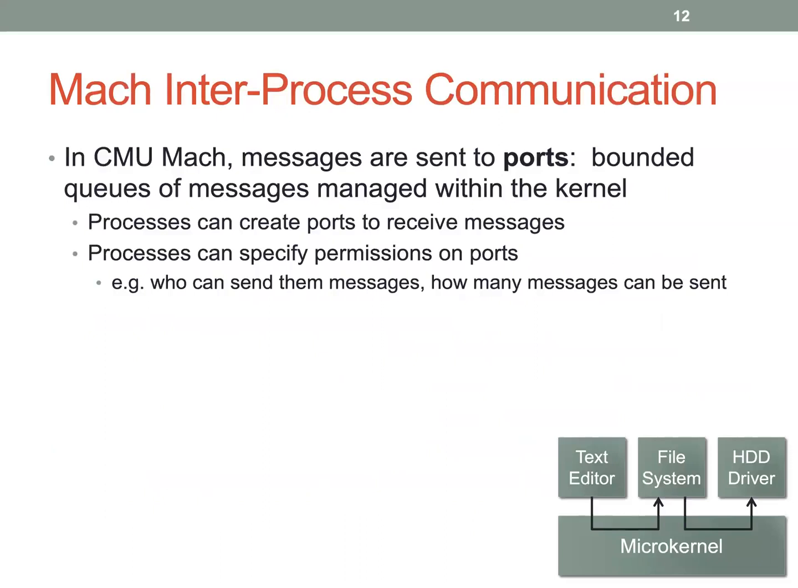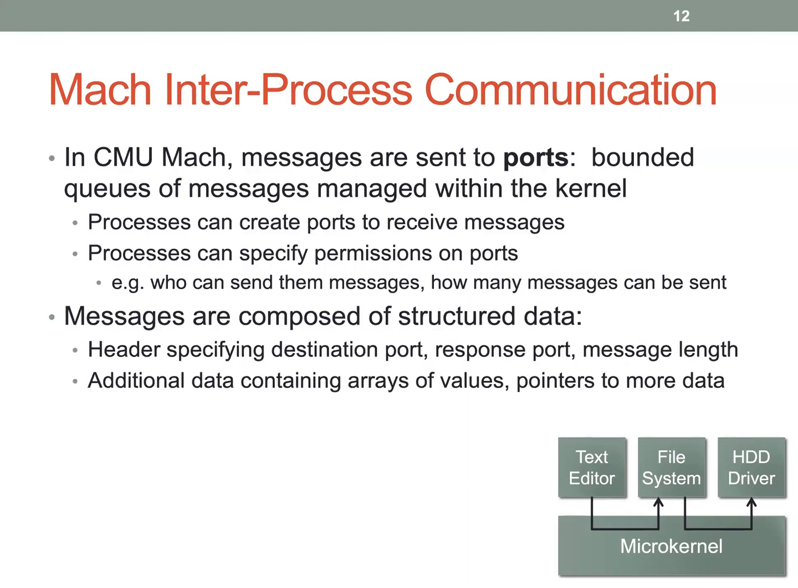Okay. Now, this is where we can start to see some of the details of the abstractions in Mach, and this gives you a nice example of the types of abstractions that these systems would employ. So you have ports. A process can open a port that allows other processes to send it messages. Okay, and I have all these details here. Processes can create ports to receive messages. Processes can specify permissions on ports. So who's allowed to send a process messages, how many messages can be sent, probably details of the size of messages, and so forth.